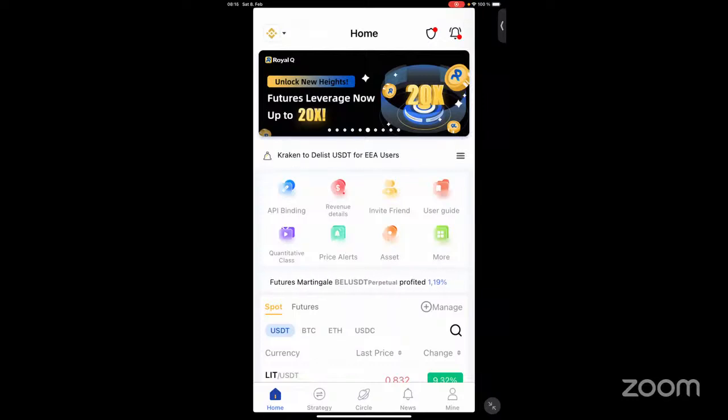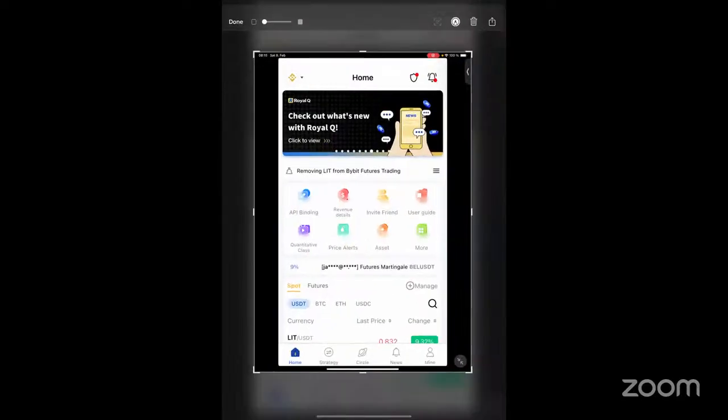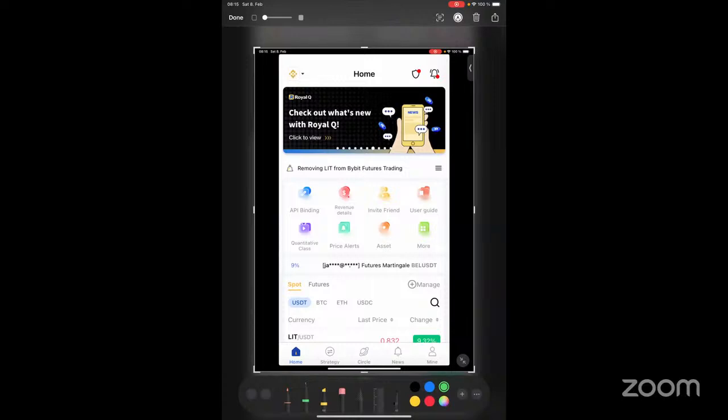Okay, all right. So this is how the Royalq application looks like. I always say that any feature or any symbol you see on the Royalq app, it's not there for beautification. In fact, it has its own usage. Now, we'll see at the bottom here, we have the home, we have the strategy, the circle, the news, the mine button. Then we are first going to look at the home.